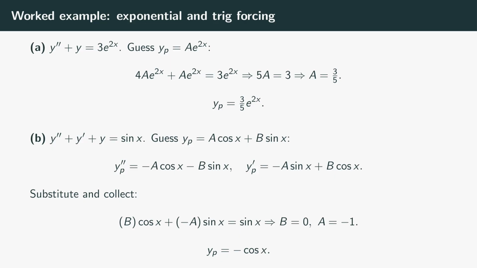Part B, solve y double prime plus y equals sine x. Even though the forcing is only a sine, we guess both. A cosine x plus b sine x. Compute the derivatives, substitute, and collect the cosine terms and sine terms separately. Matching, the cosine side forces b equals 0 and the sine side forces a equals negative 1, so the particular solution is negative cosine x. Notice the answer is a pure cosine even though we were driven by a sine. That phase shift is exactly why you must include both from the start.